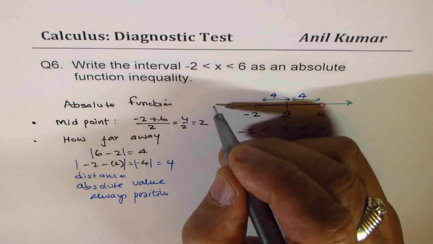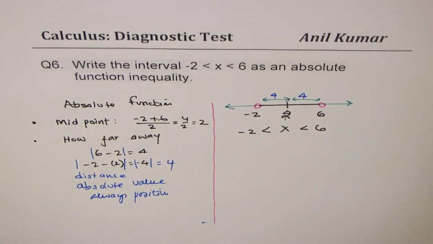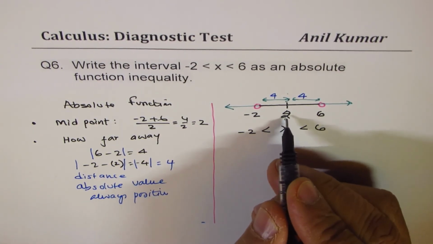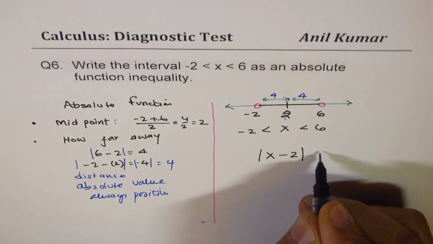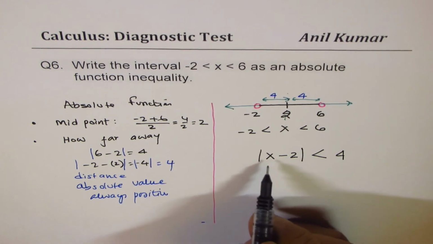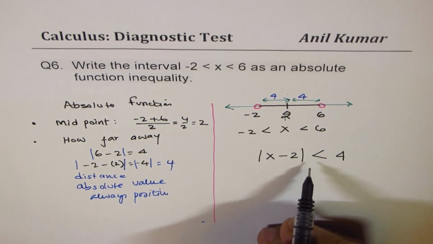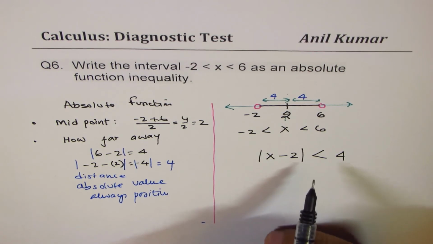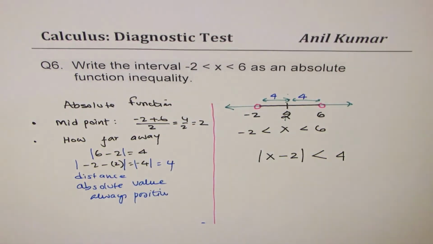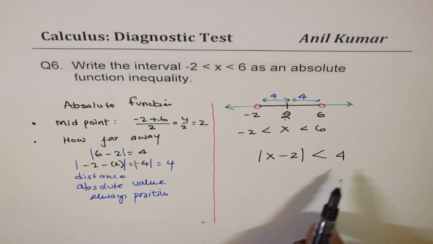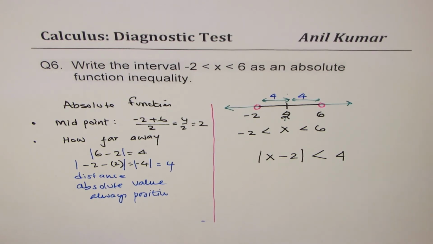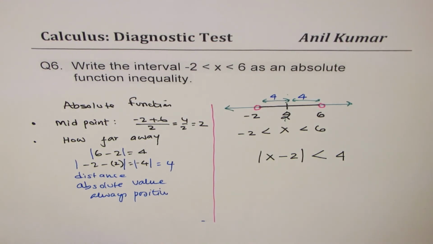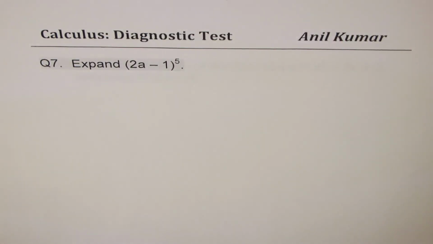Now, will this help you to write down the inequality? Of course. So you move to point 2, that means absolute value of x minus 2 should be less than 4 units. So that becomes an absolute function inequality, which will represent this interval as its solution, right? You get an idea, right? If you solve this inequality, you get that as your solution. So this is how you can represent intervals in terms of absolute function inequality. Good concept to know as you move on to calculus.